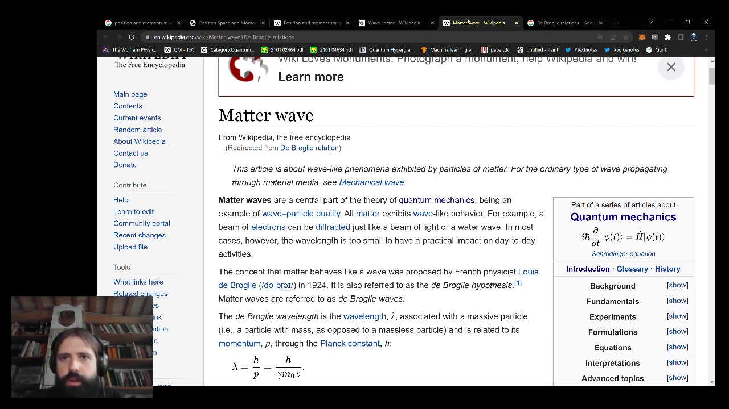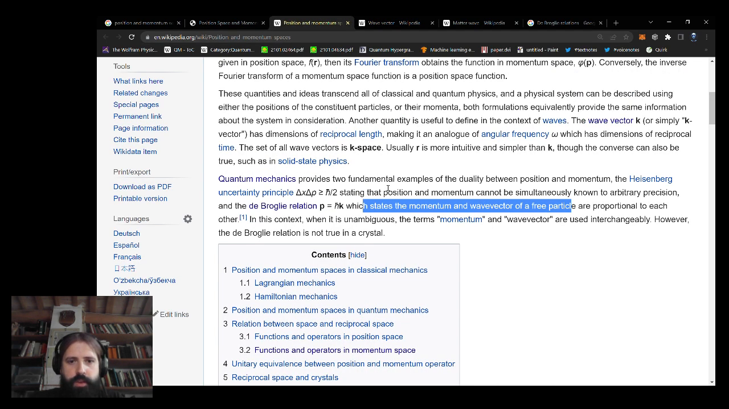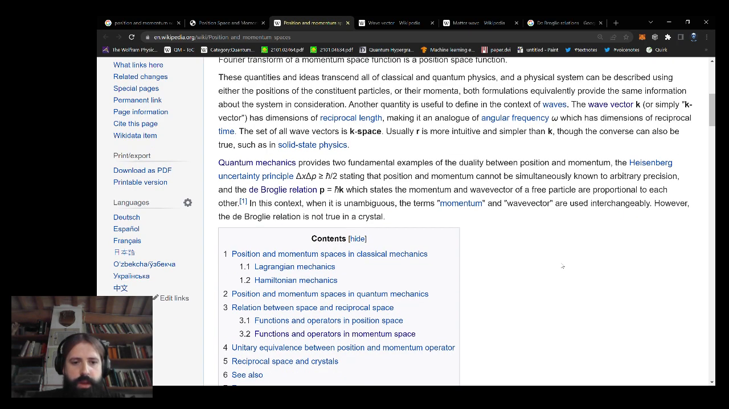But okay, so this is something I should bookmark for next session: matter wave, wave vector. But yeah, essentially, this starts to make a bit more sense. So momentum is related to k, the wave number, because the terms momentum and wave vector are used interchangeably. Okay, however, that is not true in a crystal. Okay, whatever.